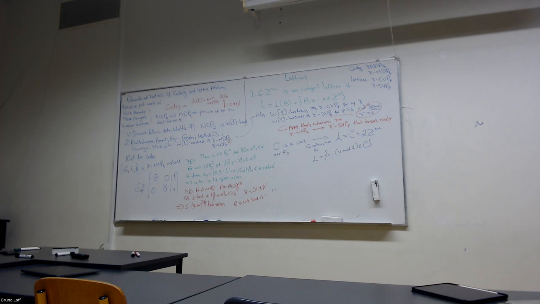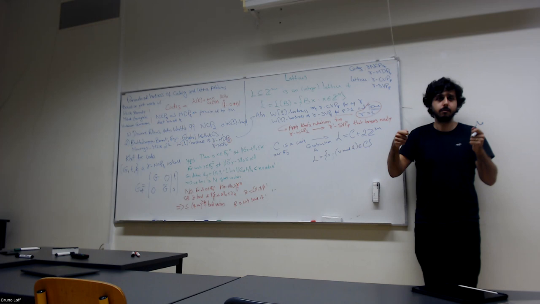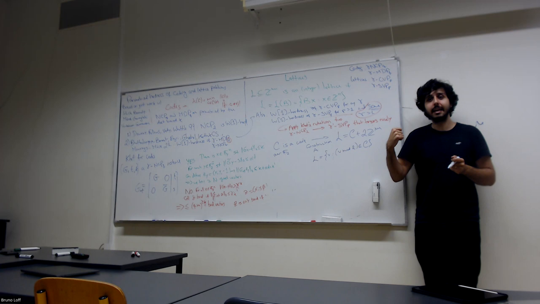You inherit a lot of nice properties of your code, okay? And why is this good? Think about it this way. The reason why codes tensor nicely is because you have a lower bound on the Hamming weight. If I take the tensor product of two vectors with large Hamming weights, the Hamming weight is going to multiply. So if I could lower bound the Hamming weight of my lattice instead of just the L2 norm, then it would tensor nicely. That's what we're trying to do.